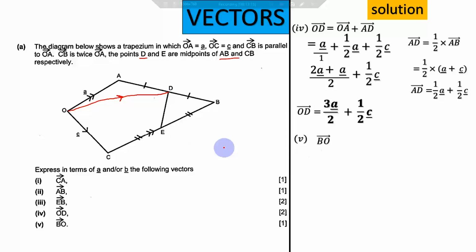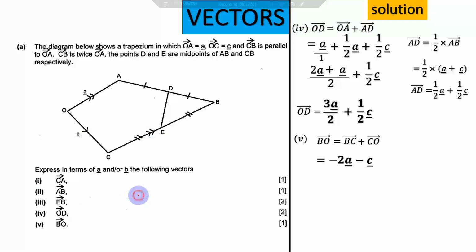So BO, the starting point is B. So I'm going from B to C, then from C to O. BC is going in the opposite direction as your arrow, meaning you introduce a negative. So we introduce a negative on our CB. CB is just 2A, so negative of that, negative 2A. Then CO, again, you're also going in the opposite direction as the arrow, so the C will have a negative. This is the final answer. Okay, that's our final answer right over there.